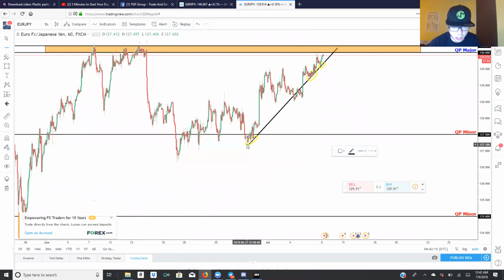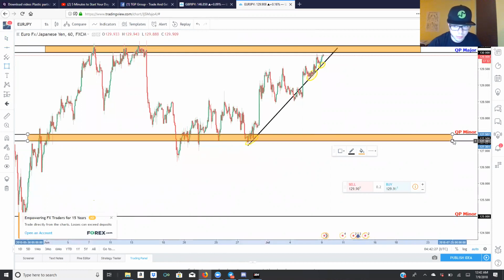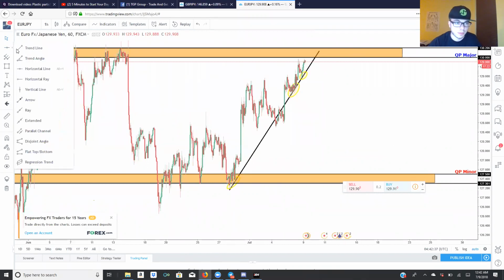So another one down here. We're going to go ahead and put one right here. Where did it wick out of? Wicked out right here, right? Closed, closed, closed, wicked, right? Perfect. All the way over here, okay? Now that's all we need, right? Now what we're going to do is we're going to wait for our breaks and our retest. That's all we're going to wait for, right?